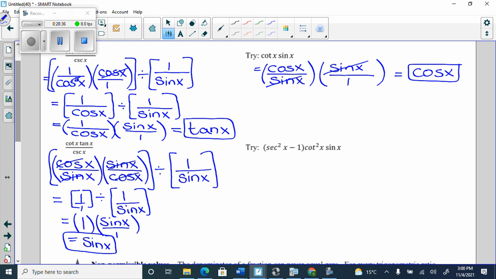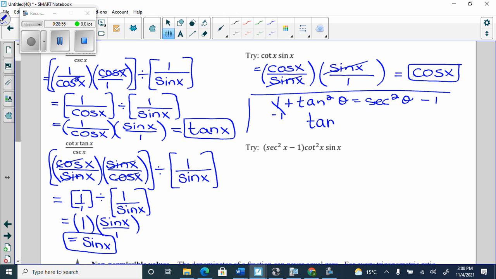Okay. I need it to be secant squared x minus 1, so I'm going to take my theorem, which I should write on the smartboard if someone's actually doing one of those. I have 1 plus tan squared theta equals secant squared theta, and then I subtract 1, so I get tan squared theta.